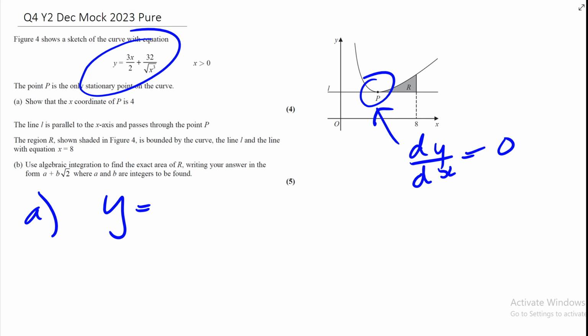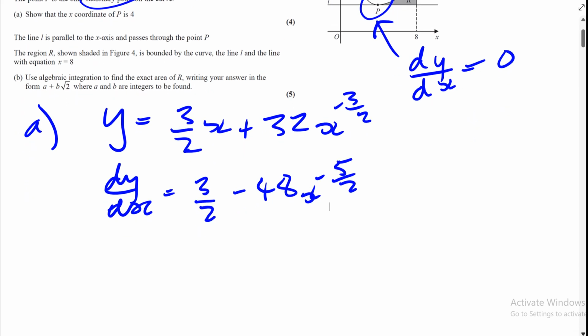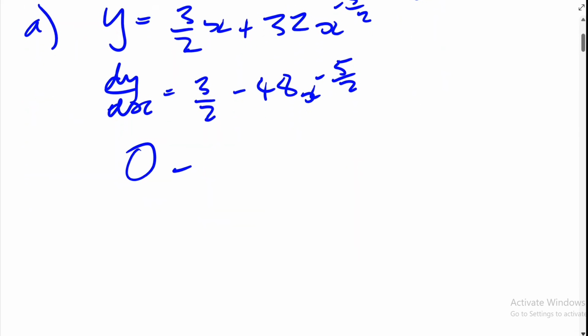First of all, write y equals this. Okay, now we can differentiate. So dy/dx is going to be 3/2 minus 48x^(-5/2). At the stationary point, we know dy/dx is 0, so we've got this, and we can write that as x to the power 5/2 like that.